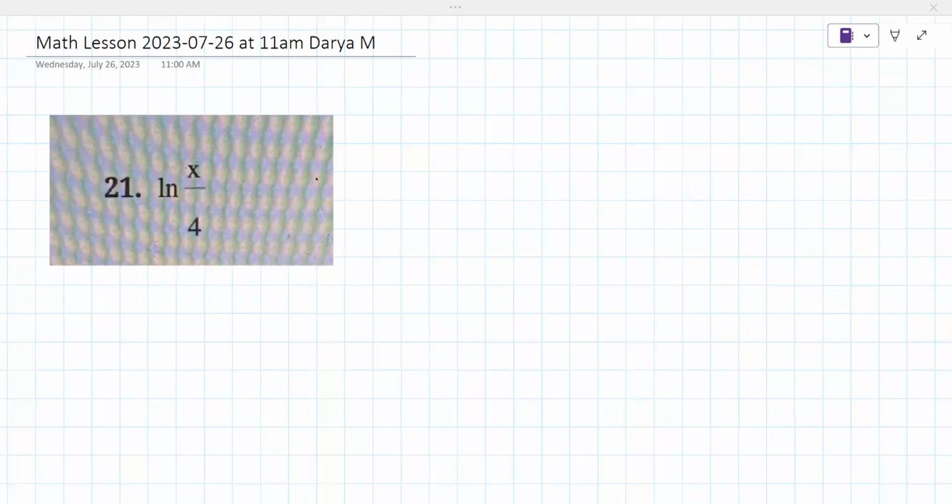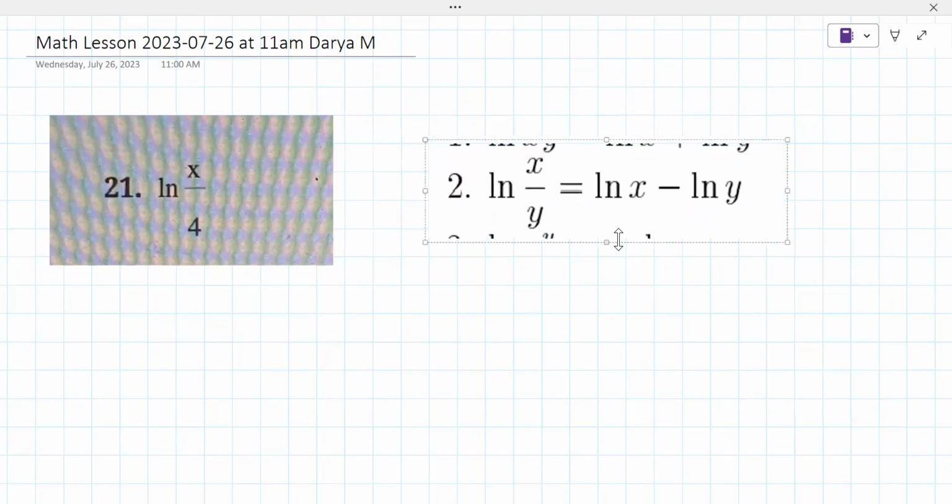Nice that they're not just saying, oh yeah, you need to go remember your stuff here. So I'll refer to that properties of logarithm sheet. For the first one here, we're using this property on the right here, number 2.